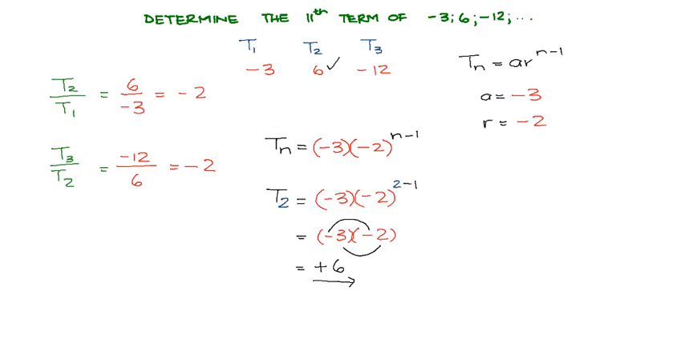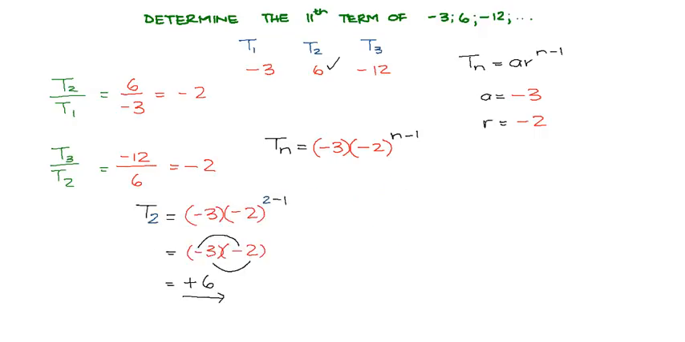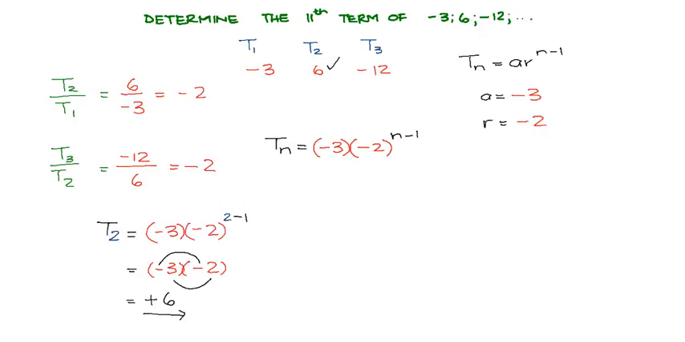So now we're going to follow the exact same process, but this time we're going to finish off the challenge. They've asked us to calculate the 11th term. So following the exact same process, except this time where we see all the n's, we're going to put an 11. Okay, so here we go. T11 is equal to -3 multiplied by (-2) to the power of n, in this case 11 minus 1.